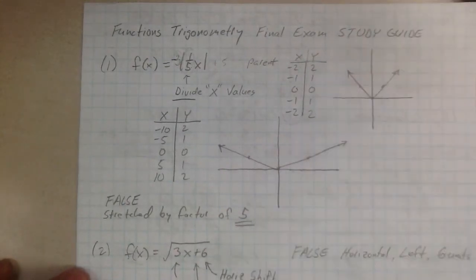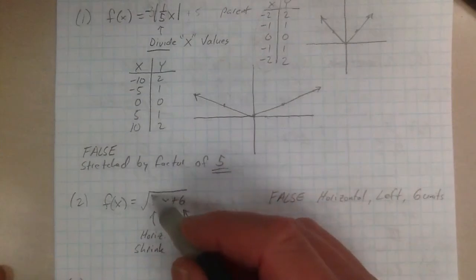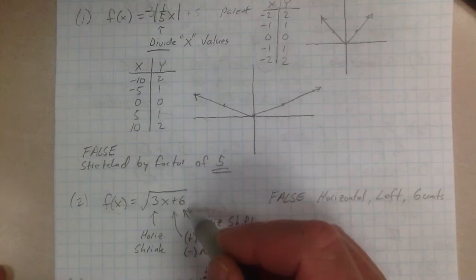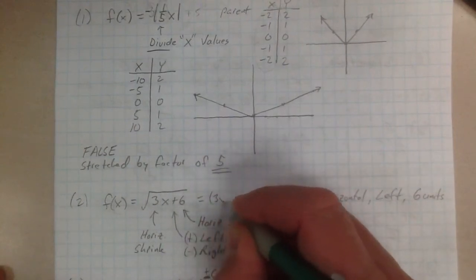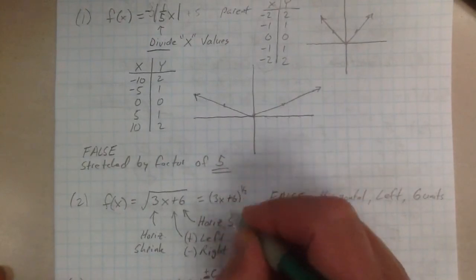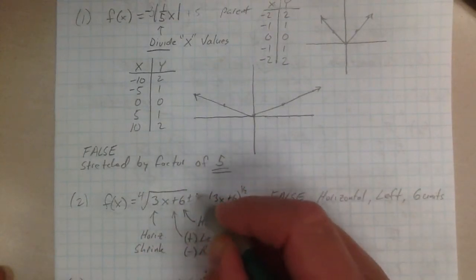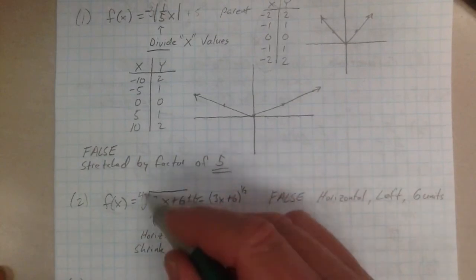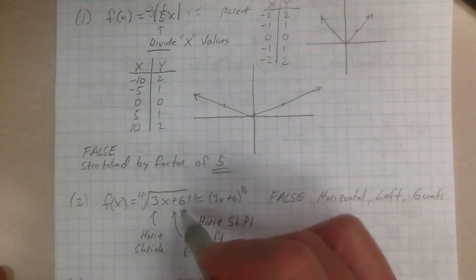Okay, what we're looking at here, my parent function is the square root function. The 3 and the x are grouped together because they're both underneath the radical. This is the same thing as saying something like 3x plus 6 to the 1/2 power. These things are grouped together. If I were to have something out here, those would affect the y values. Same argument here: this 3 is going to affect the x values, and this 6 is going to affect the x value.